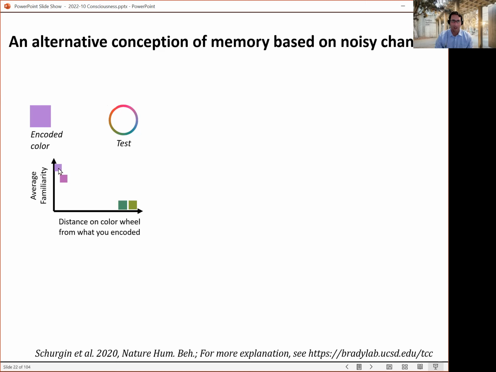The ones that are very, very similar to the color you saw are going to have big boosts. They're going to match memory pretty well. The ones that are far away are not. And then effectively, you just have to ask, what is the shape of this spreading function? Like, how much does familiarity get boosted depending on how far you are on the color wheel or shape wheel or whatever wheel you're on?